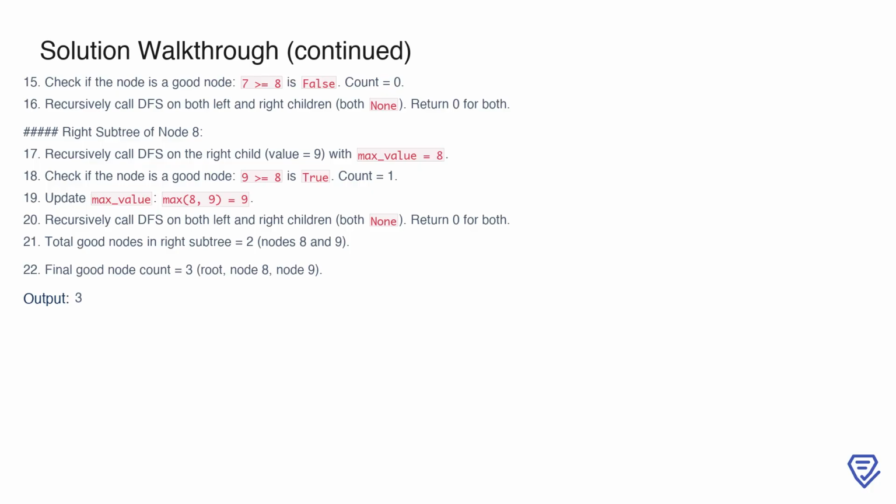Combining this with the root node, the total good node count for the entire tree is 3, which includes the root, node 8, and node 9. The output for this example is also 3.